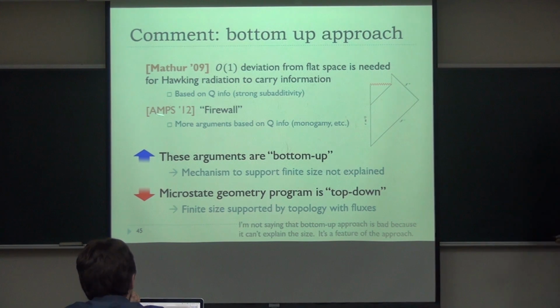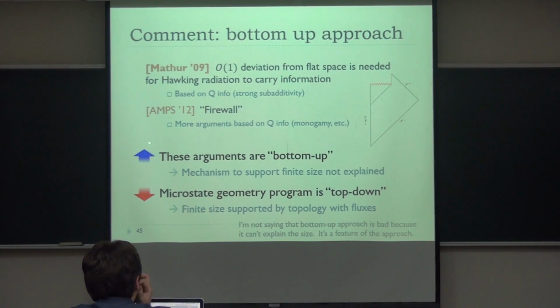And there are also the firewall arguments, or arguments based on quantum information, saying that there must be structure near the horizon. In some sense, these arguments are bottom up in the sense that this applies to any quantum theory of gravity. But this doesn't explain the mechanism why there should be some structure near the horizon. There should be some mechanism to support the structure.